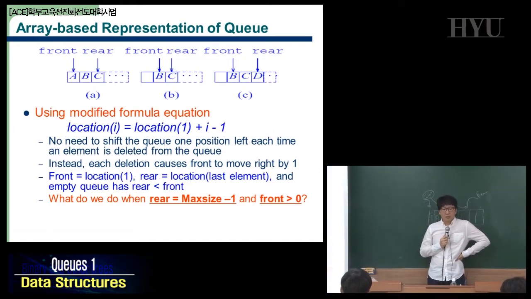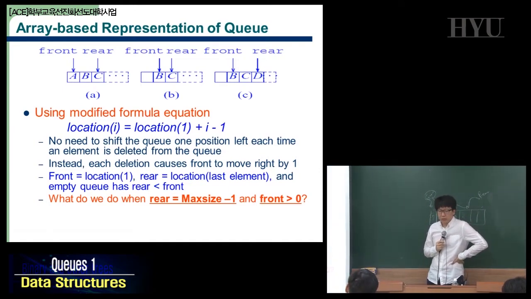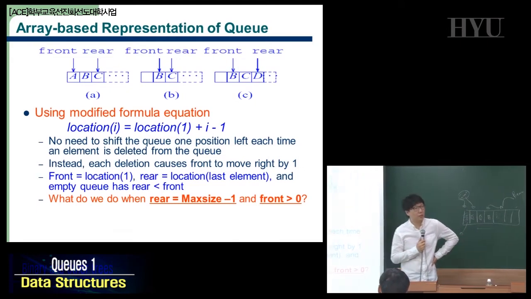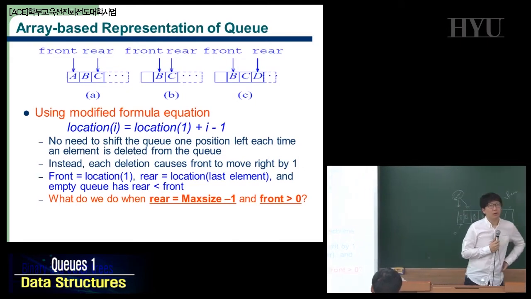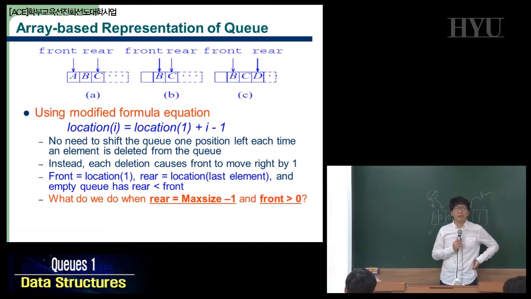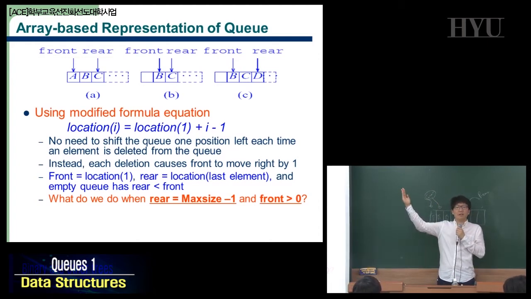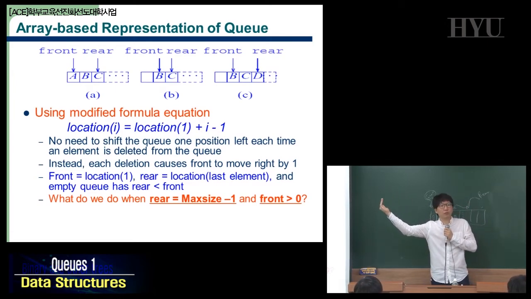Okay, simple ideas. But what do we do when rear is equal to max size minus 1 and front is greater than 0? Basically, it says what happened: we hit the end of an array. You're going to keep moving your stuff to the right side. At some point, you will reach the rightmost end. So what do you do then?